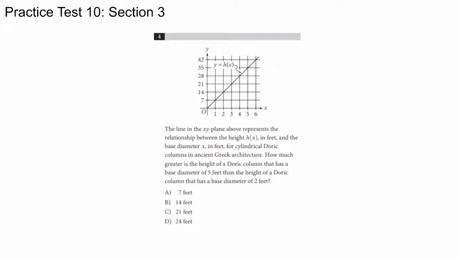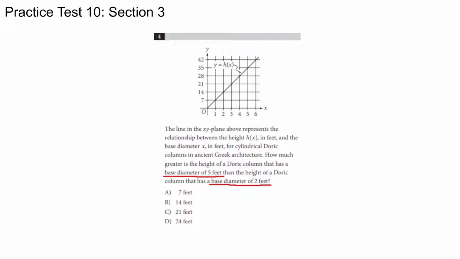Question 4 says, the line in the xy plane above represents the relationship between the height, h of x, in feet, and the base diameter, x, in feet, for the cylindrical Doric columns in ancient Greek architecture. How much greater is the height of a Doric column that has a base diameter of 5 feet than the height of a Doric column that has a base diameter of 2 feet? So just to highlight the important information, I'm comparing the column with a base diameter of 5 feet to a column with the base diameter of 2 feet.